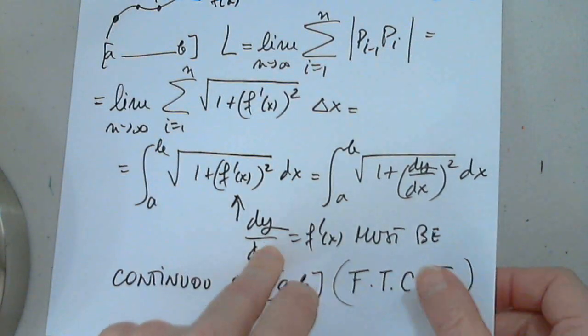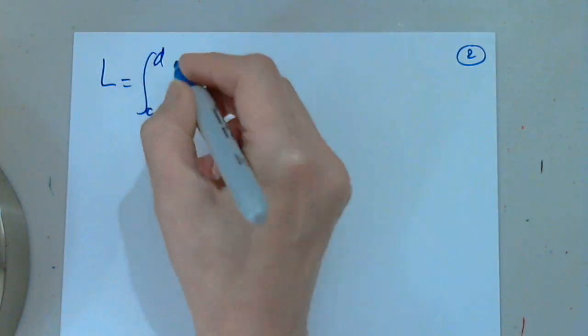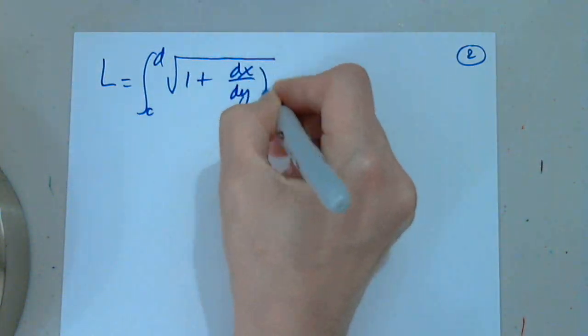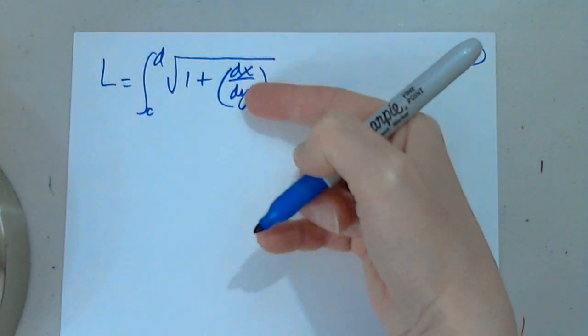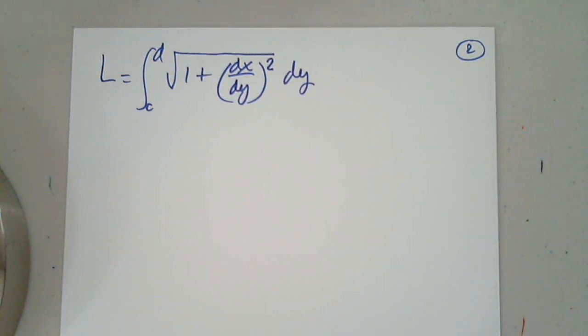Okay, as we've experienced in areas and volumes, we may have to integrate with respect to y, which means the arc length formula will change, let's say from c to d, to the square root of 1 plus dx over dy. So now we are differentiating x with respect to y, of course, squared, and dy. So that is also possible.